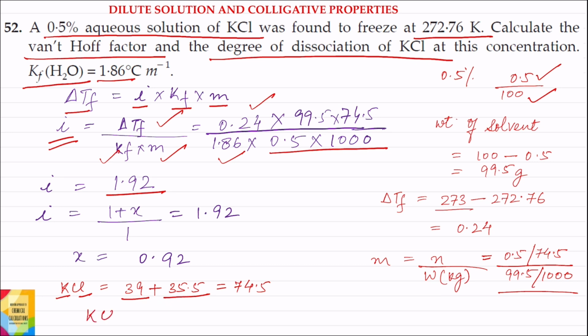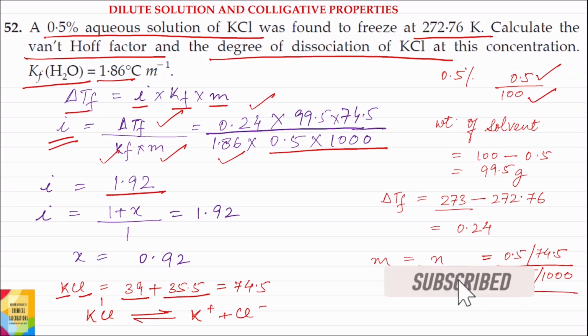Now KCl dissociates into K plus and Cl minus ions. Initially अगर हम 1 mole of KCl लेते हैं तो before dissociation there was 1 mole of KCl and potassium ions was 0, chloride ions was also 0. But after time t, suppose x moles of KCl dissociates, तो कितना KCl बच जाएगा? Remaining KCl हो जाएगा 1 minus x moles, moles of potassium ions हो जाएगा x moles और moles of chloride ions हो जाएगा x moles. Therefore at equilibrium total solute particles हो जाएगा 1 minus x plus x plus x.